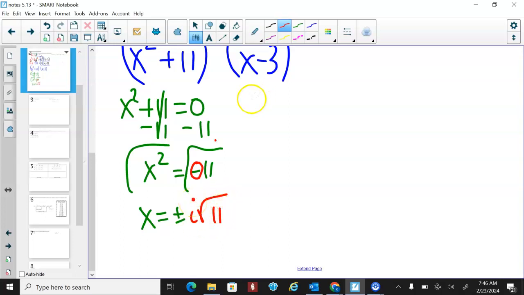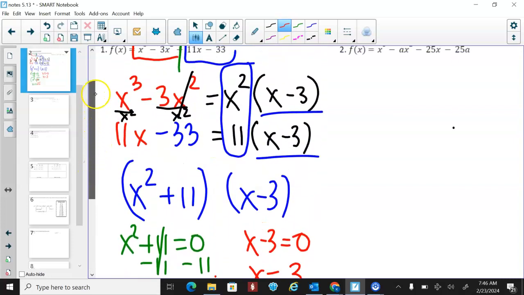Now I'm also going to take x minus 3 and set it equal to 0, and x will equal 3, if I move it to the other side. So these are my roots. These are my x-intercepts. These are my zeros. Zeros don't mean 0 as a number. It's another name for where the function intercepts the x-axis.